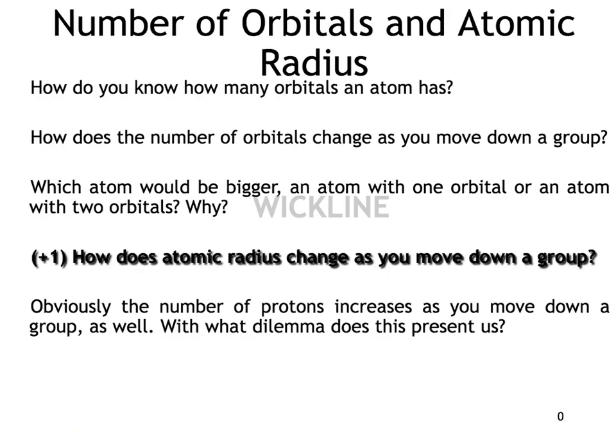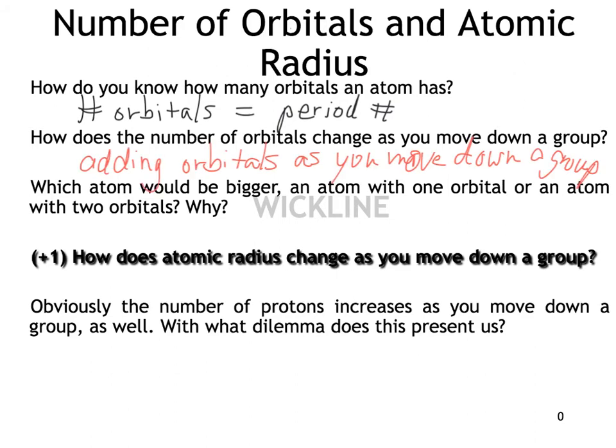So let's talk about how the number of orbitals that the element has might affect the atomic radius. As a reminder, you know how many orbitals an atom has based on what period it's in. And the number of orbitals changes as you move down a group, because as you move down a group, you add an orbital each time. So since I was just saying that as you move down a group you add an orbital every time, you should think about which atom would be larger, an atom that had one orbital or an atom that had two orbitals.